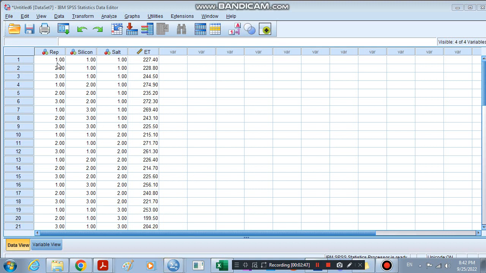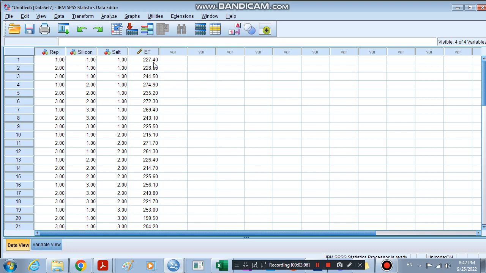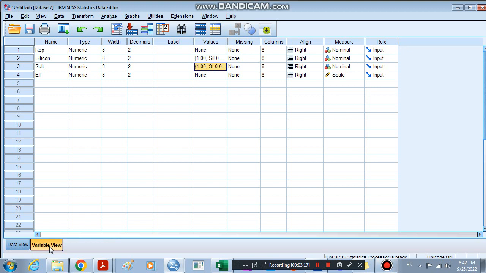So we have our replication here, and the 3 silicon levels. The salt level, we have 4 salt levels, each level in each silicon level: 1, 2, 3, 4 salt level. And we have the values of our dependent variable, which is evapotranspiration. Then we have something to manage also here in variable view.